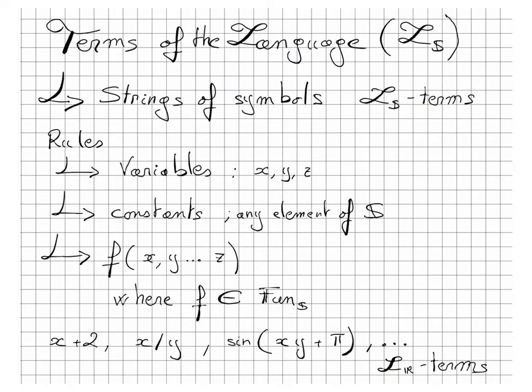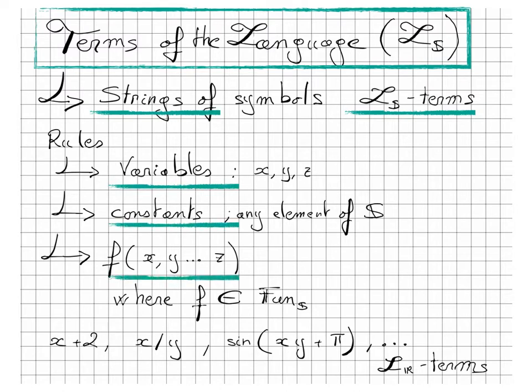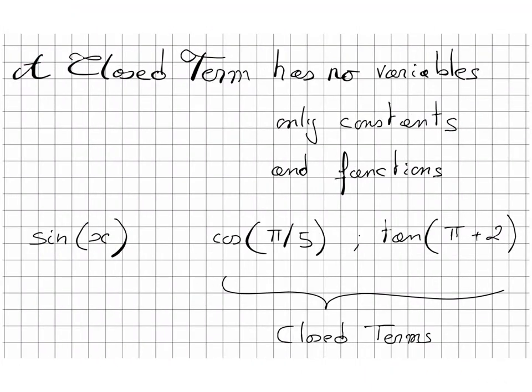Let me here talk about the terms of a given language, or LS terms. Any string of symbols representing variables, constants, and functions are terms of a language. For example, x plus 2, x over y, sine xy plus pi are all terms of the LR language. In particular, a term is said to be closed when it includes no variables.